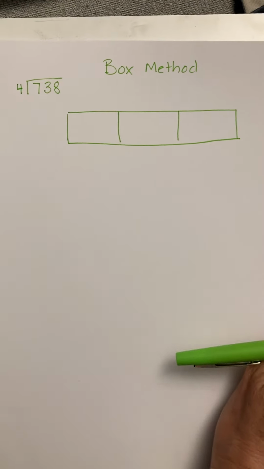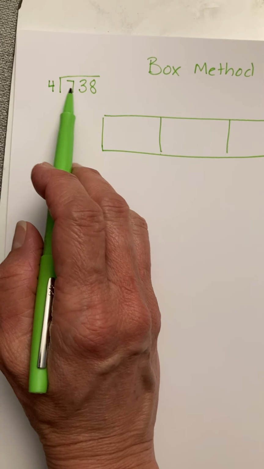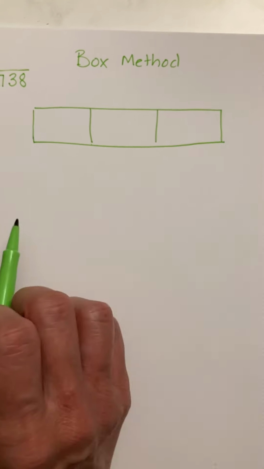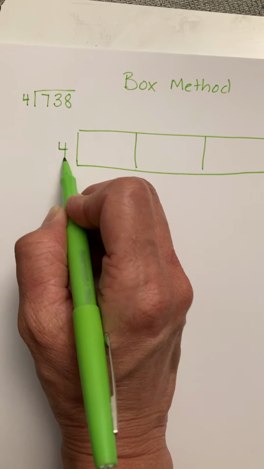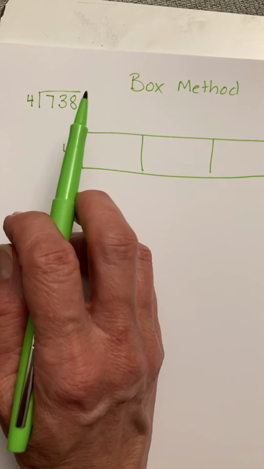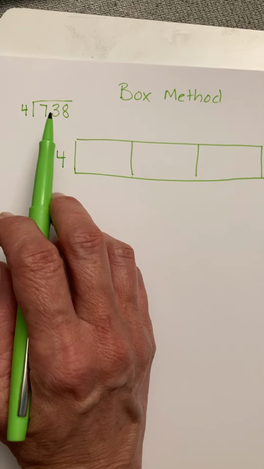Okay, so now we're going to learn the box method of division. Let's say that we have 738 divided by 4. So I know that I'm going to need 3 boxes because I have 3 place values here and my divisor is right here. So the very first thing I'm going to do is use this dividend at first. But later on, I need you guys to really pay attention because it changes.